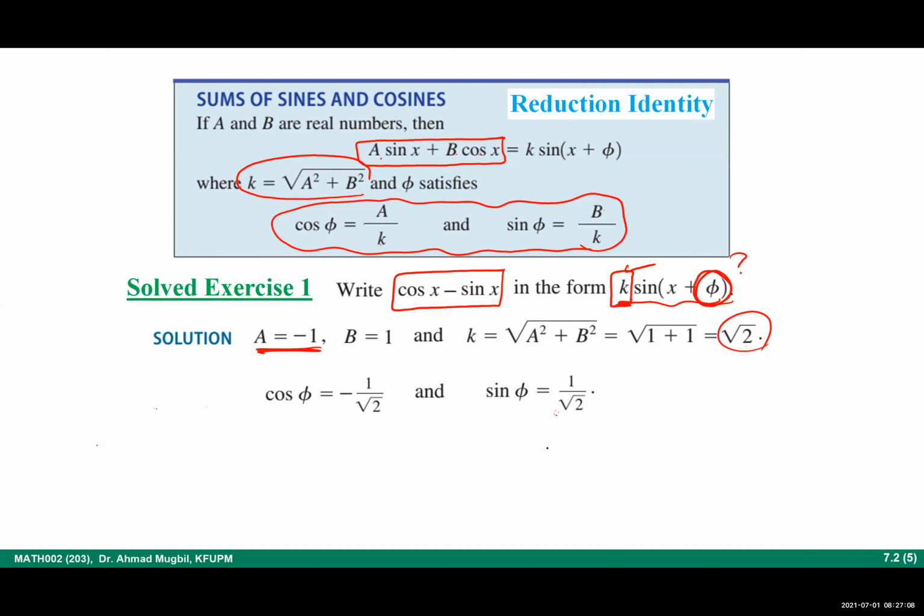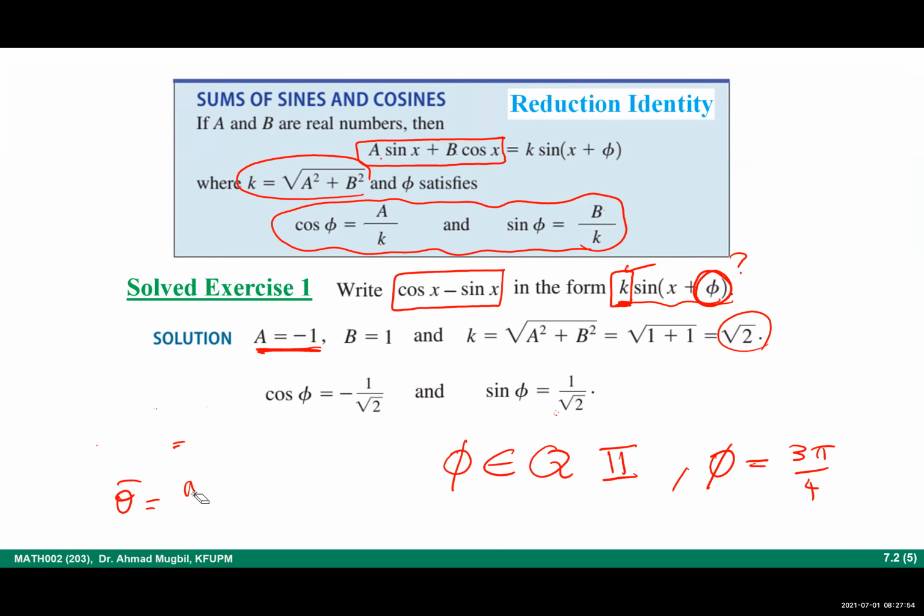So what do you think? What is phi? To know what phi is, you need to know in which quadrant first. What do you think? The second quadrant. Cosine is negative, sine is positive, so it is in the second quadrant. So what is this angle? If you want to know, just ask yourself what is the angle whose sine or cosine is 1 over square root of 2. It is pi over 4, but in the second quadrant, what is it? 3 pi over 4. This is the reference angle.